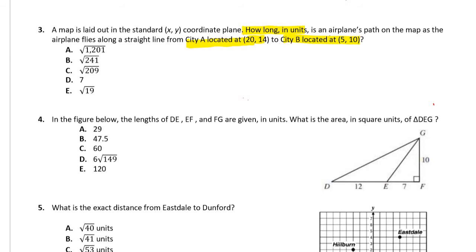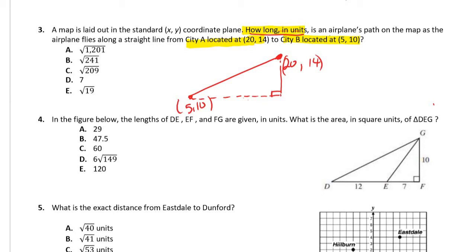So I'm going to draw that, city A to city B, something like this. City B is at 5, 10, and city A is at 20, 14. If I want to find how long in units, I can complete this and make a triangle out of that, a right triangle. That tells me that I can use the Pythagorean theorem.